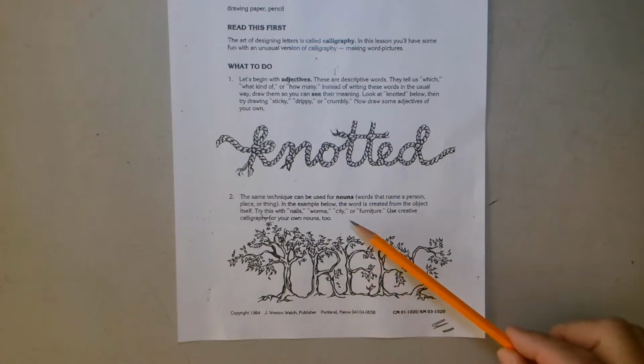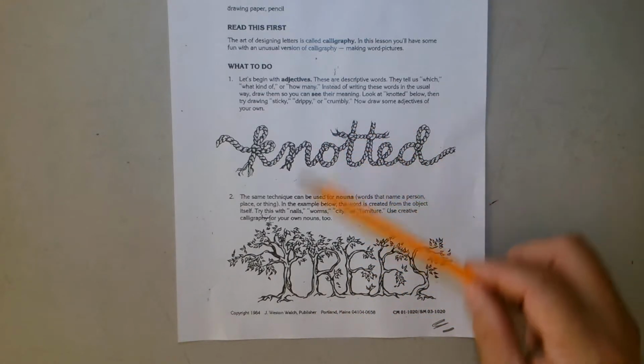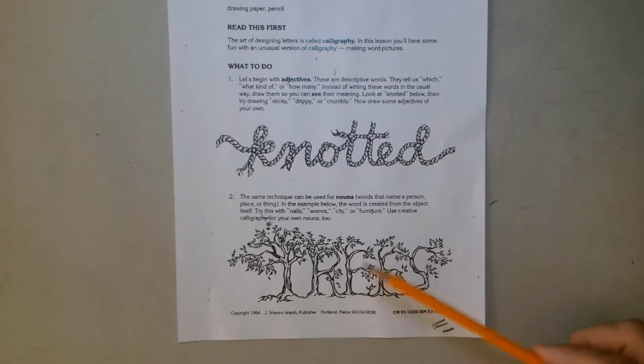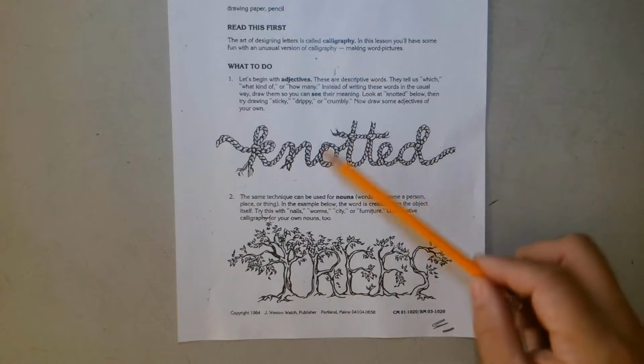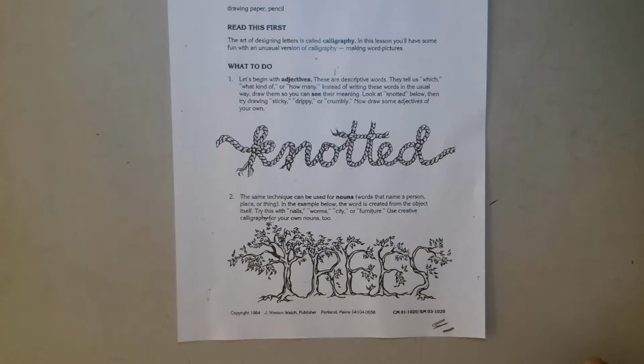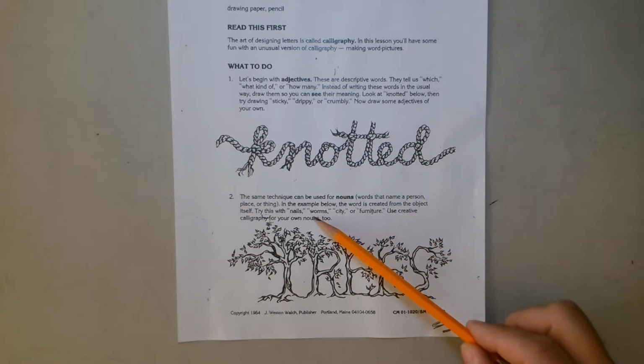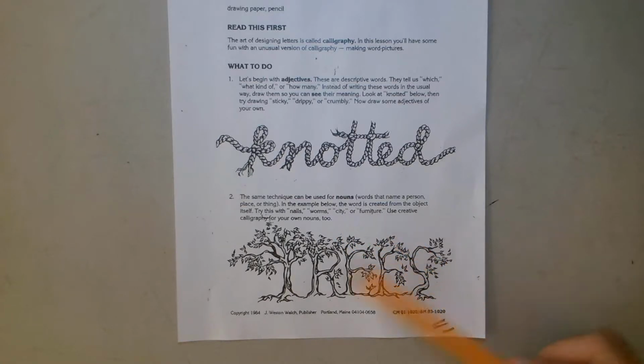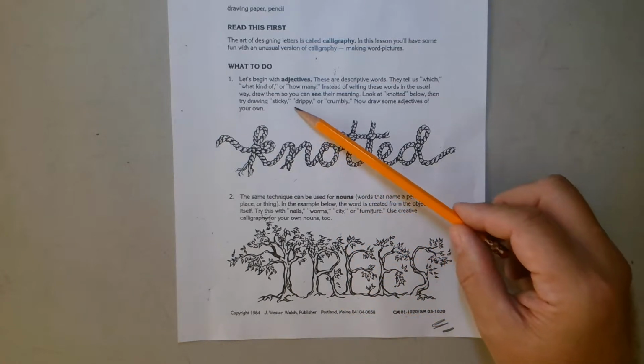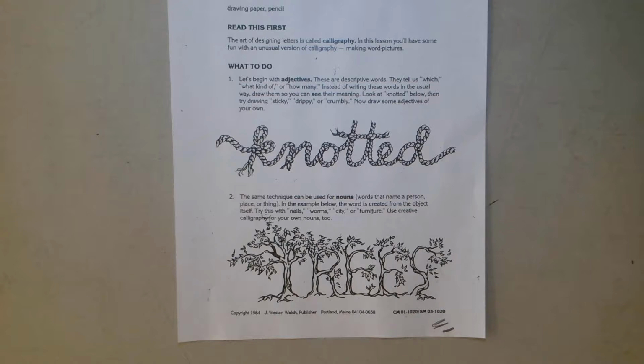You're going to do the same thing with nouns, and you can use any of these nouns that are on the paper. You just can't copy knotted, and you can't copy trees. You can't just go and do this the same. You have to come up with your own original artwork. But if you wanted to use nails, worm, city, or furniture, you could use those words. If you wanted to use sticky, drippy, or crumbly, you can use those words.